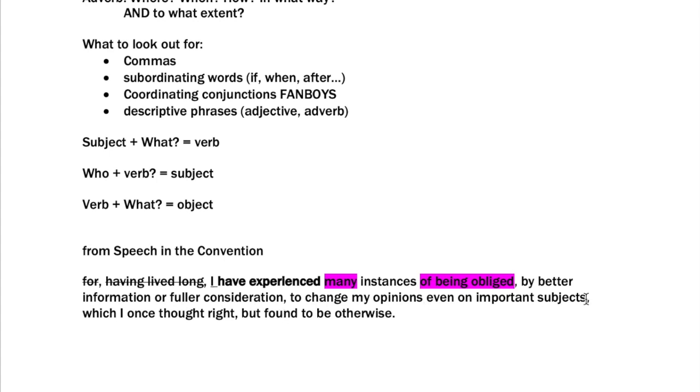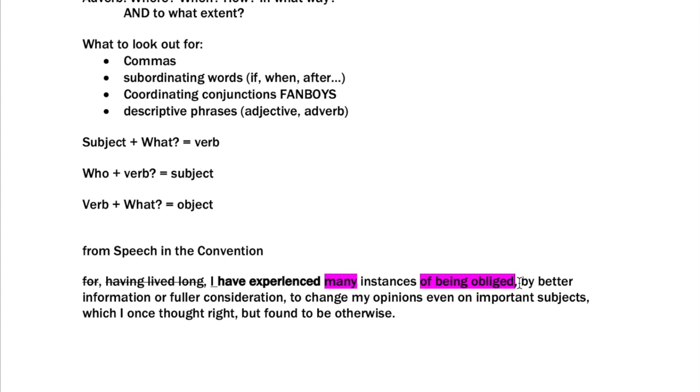Okay, so I have experienced many instances of being obliged, by better information or fuller consideration, to change my opinions. Now, before we move on from there, I got 2 commas here, and I don't have a conjunction. So I'm thinking that this information is probably extra. And one way that I can look at that is to say, if I just take that information out, do I still have what sounds like a flowing sentence? So if I say, I have experienced many instances of being obliged to change my opinions even on important subjects. Yeah, that sure sounds like it could be eliminated.